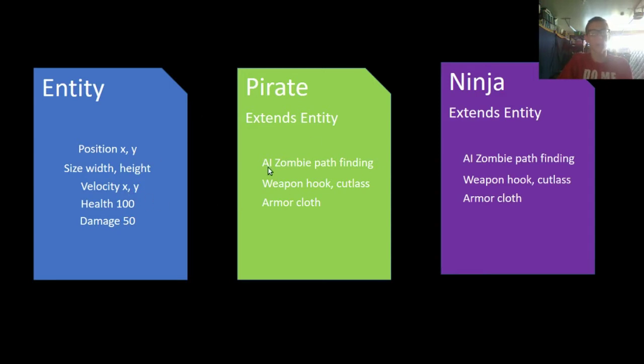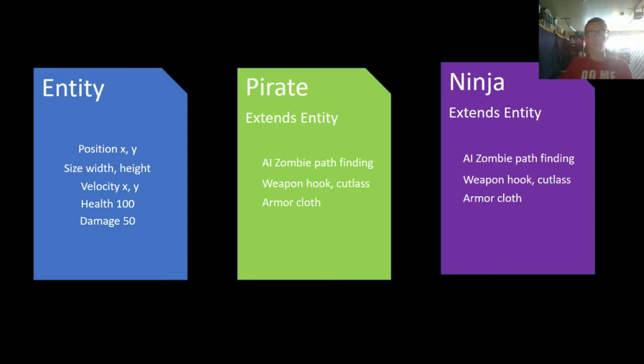Then each entity will derive from or extend the base entity class. You can see this pirate extends it and then adds its own content that makes that pirate unique, like AI pathfinding, a weapon like a hook or a cutlass, and armor. That's code that's specific to the pirate. But not necessarily, because if you look over here on the ninja, just imagine this says katana, I forgot to change that, you'll see that they use the same AI, and they have an armor variable and stuff like that.